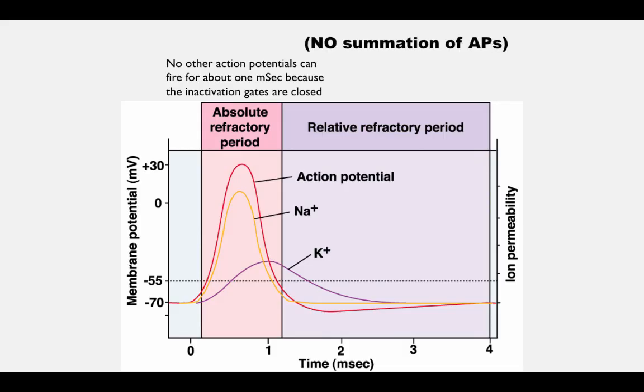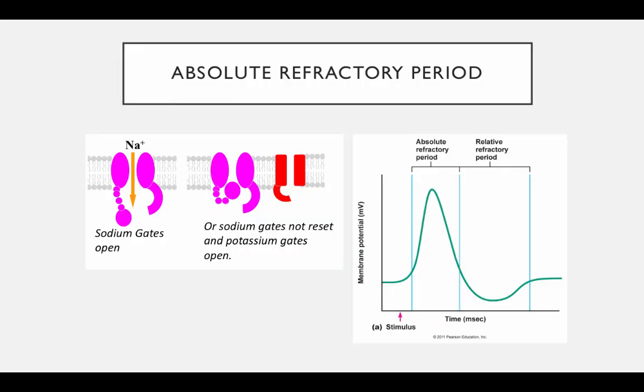Now it's time to talk about the two periods associated with an action potential, the absolute and relative refractory periods. The absolute refractory period starts when the sodium voltage-gated channel is open and lasts until it is closed. It is important to note that the relative refractory period starts when the sodium gates reset. During the absolute refractory period, a cell cannot be stimulated no matter how great the stimulus applied. This is due to the inactivation gates being closed.